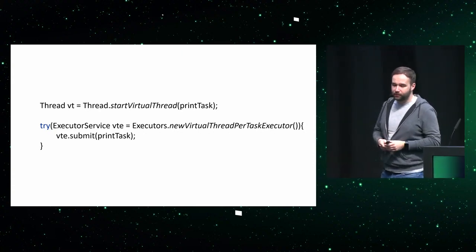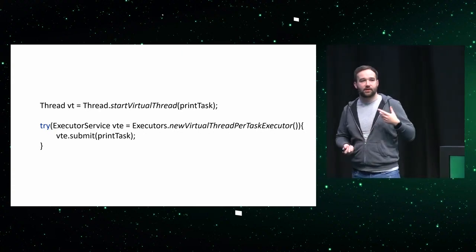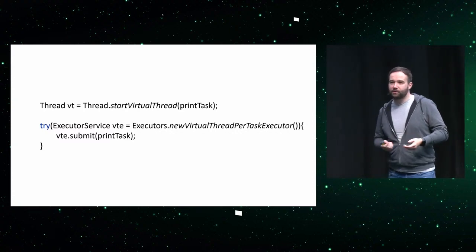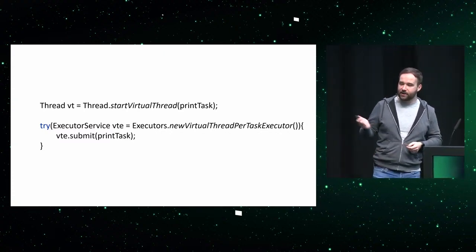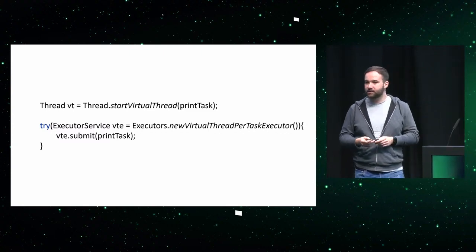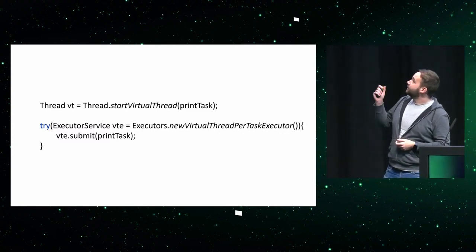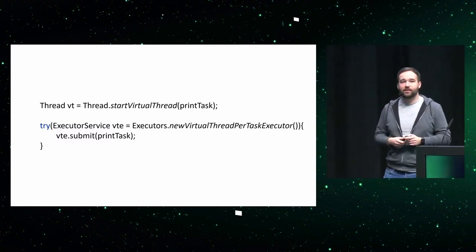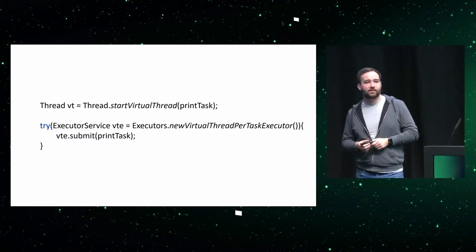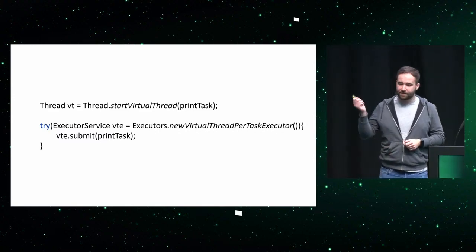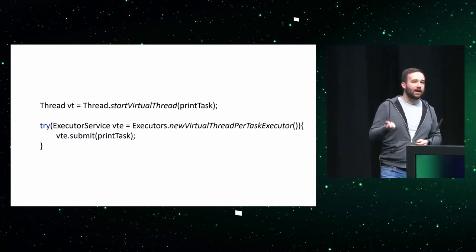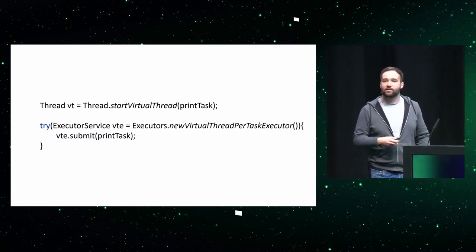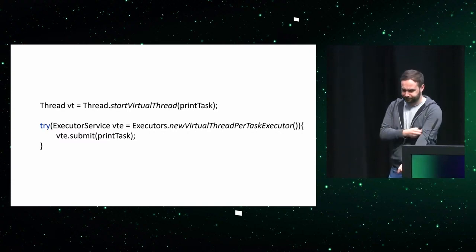Another way would be to use the executor services. They are a bit of a drop-in replacement of the executors with the platform threads. And with this new executor, the new virtual thread per task executor, it does what it says on the box. It will create a new virtual thread for each task that is submitted. So in this case, I just submit one task, the print task as well, and it will create a new virtual thread and it will immediately start running.